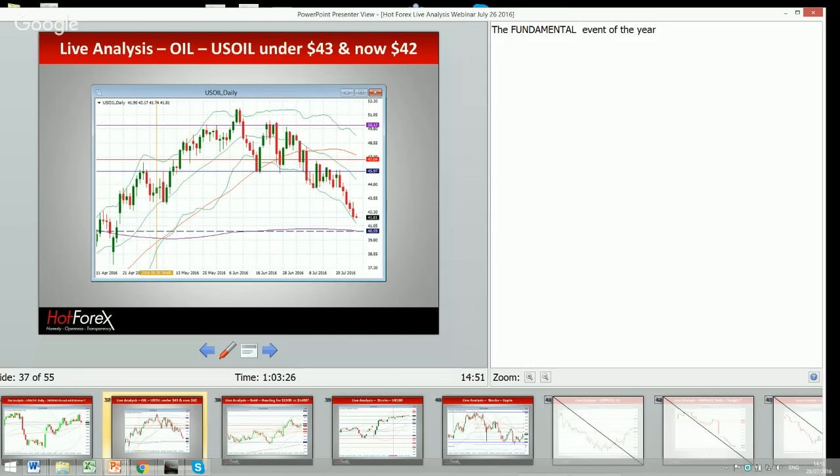So 43 didn't last very long. 42 was broken last night. It traded as low as 41.66 overnight, the US oil. I don't know what it's done during the day, but we've added to this trade as it's gone down, and we may be looking to close this out. This may be looking a wee bit overstretched at the 200-day moving average down here. There's nothing at the moment to say buy this one, but we could see quite a strong bounce back.